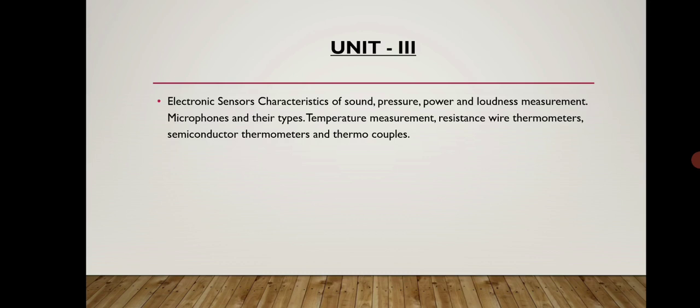In this unit we will study the characteristics of sound, pressure, power, and loudness of measurement, microphones and their types. We will see how the microphone's internal structure works and what the different types of microphones are. Then temperature measurement: how we are going to measure temperature, what are resistance wire thermometers, the different types of thermometers, and semiconductor thermometers. What do you mean by thermocouples? These are the basic topics we will study from unit 3.